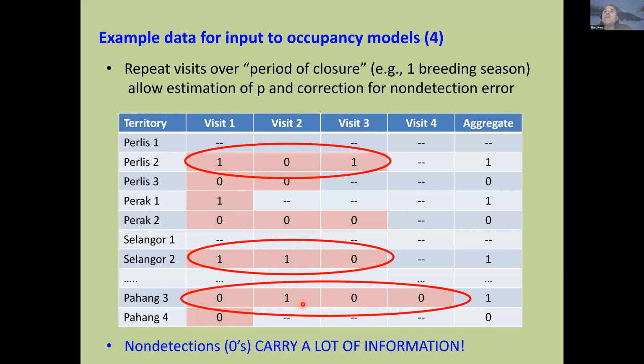These patterns with ones and zeros, detected and non-detected, non-detected, detected, contain most of the information about imperfect detection, about detection probability, because under the so-called closure assumption that Perlis was always occupied during the multiple visits in the same breeding season, we can be confident that this zero, this non-detection, means that the species has been overlooked. So these zeros contain a lot of information.